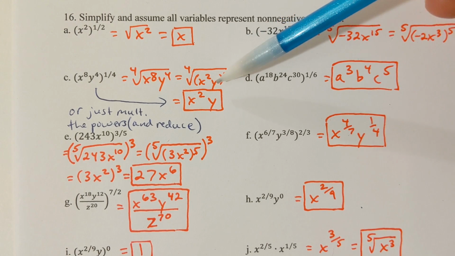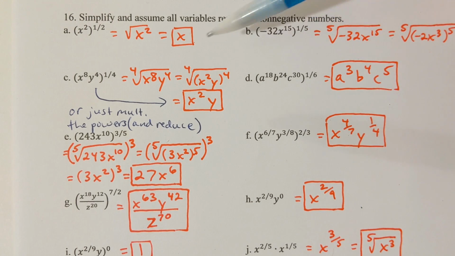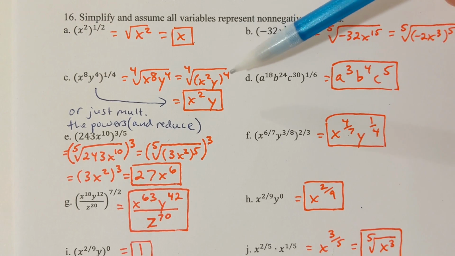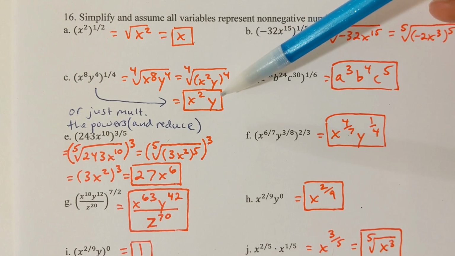So x squared y, all that to the 4th power, would give me x to the 8th, y to the 4th. The 4th root of something to the 4th power means that the index and the power will go away, and that's just going to leave me with x squared times y as the answer.